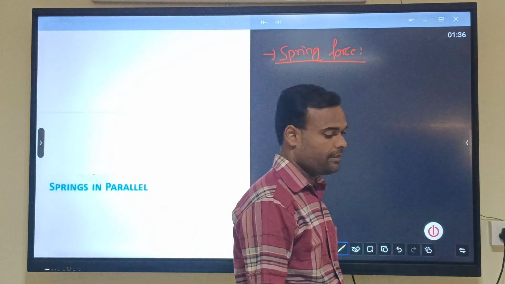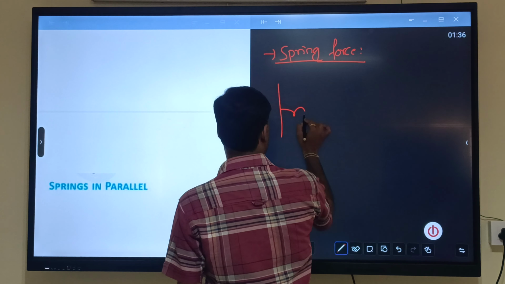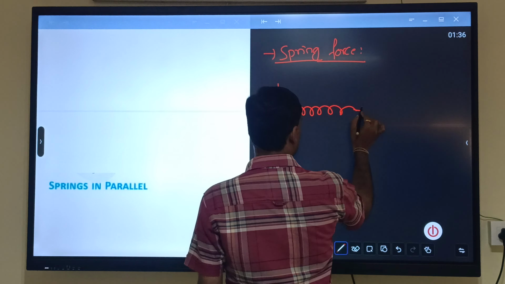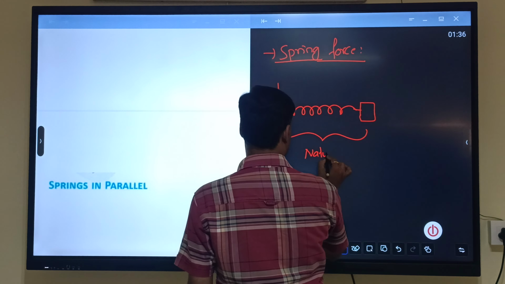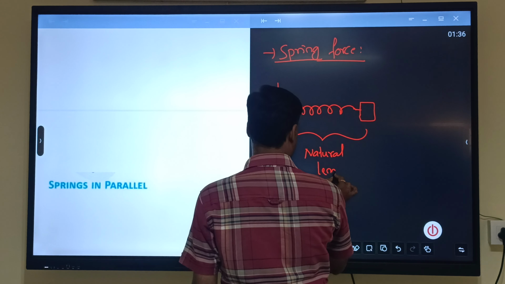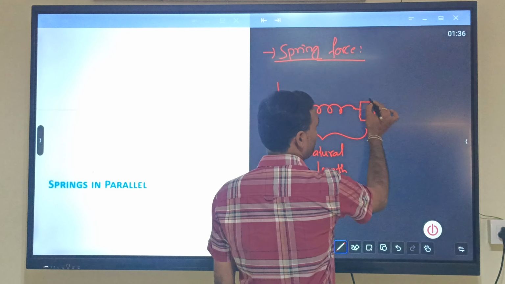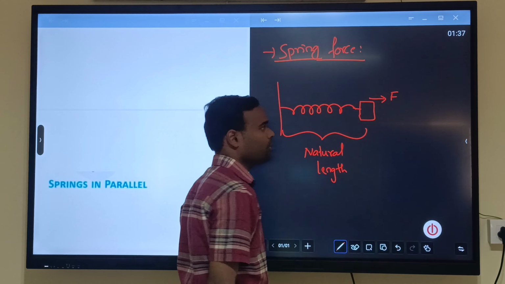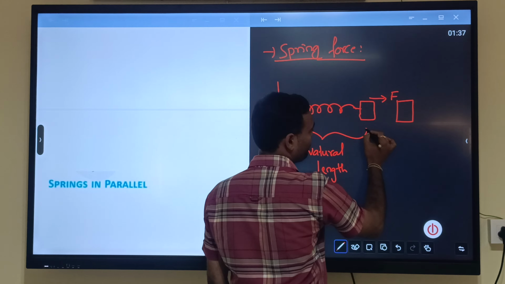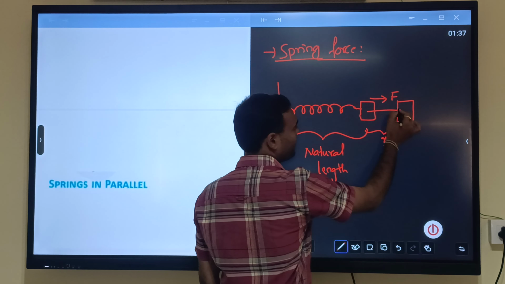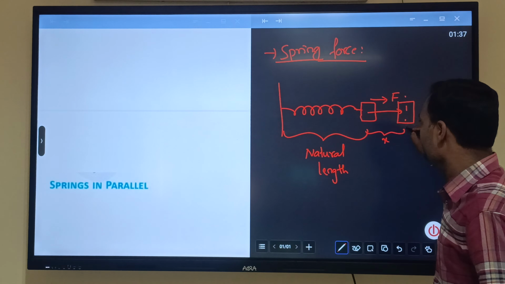Spring force. First of all, let us see what is spring force. See, suppose here a spring is present. This spring has a natural length. Now, with the application of a certain amount of force, here I am applying a certain amount of force, the spring has been elongated by a distance x. That means the block has been displaced from its initial position to a position up to here.